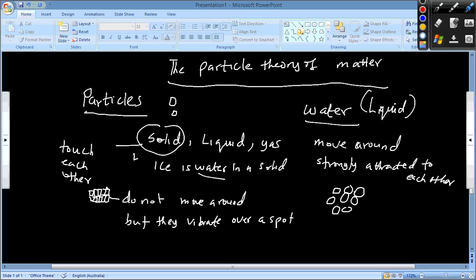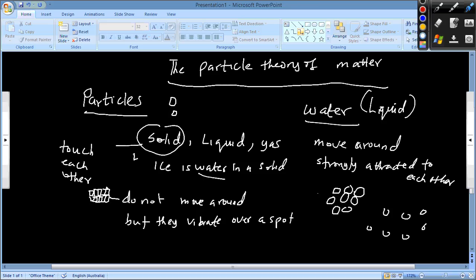And when you're talking about gas, in the gas state, we say that the particles don't touch each other at all. The particles are quite far away from each other, and the reason they're far away is because the forces of attraction between the particles are very weak. Now the particles move fast in all directions, and they don't have a regular pattern at all. Unlike the liquid that has a regular pattern, they don't have any regular pattern.